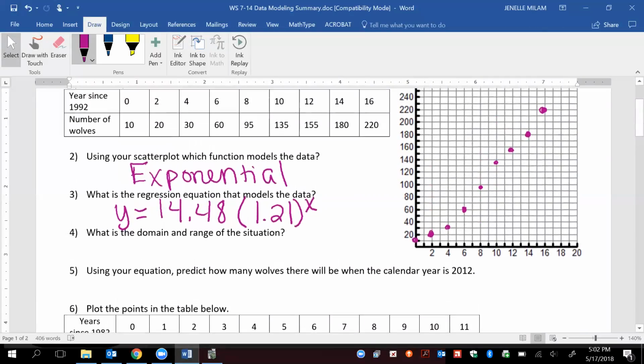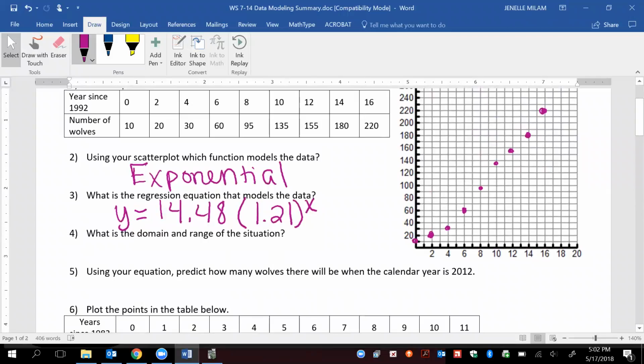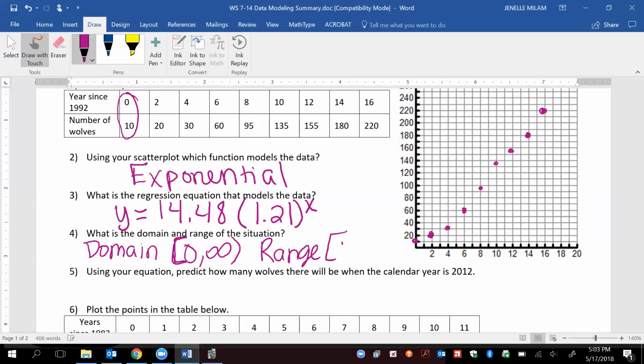Domain and range of the situation. Well, okay, if we're talking about years, we're starting at year 0 and we're going to go up into infinity. It's going to keep going. So that's how we get that domain of it. So my domain of the situation is going to be 0 to infinity because it's going to keep going, okay? Whereas, and we could start with year 0 as well if you wanted to because it is on year 0. And then notice at year 0 we start with 10 wolves. So for my range, we're going to start with 10 up to infinity because the number of wolves is going to keep increasing.